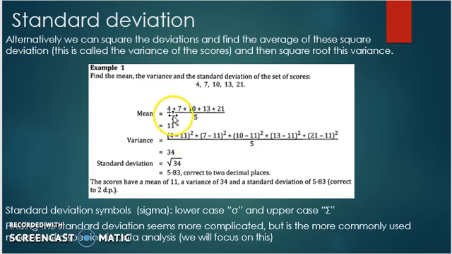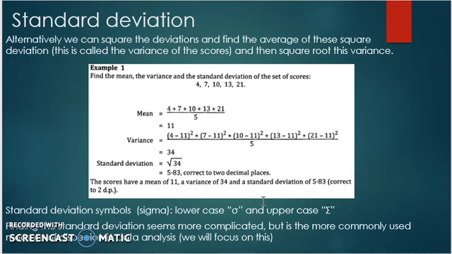Then we go through and find the deviation from the mean. So each score subtracting 11 and then squaring it. So we've got 4 minus 11 squared plus 7 minus 11 squared plus 10 minus 11 squared plus 13, etc., and then over 5. So our variance would be 34. We still need to square root that. So our standard deviation is the square root of 34, which is 5.83, corrected to 2 decimal places. So the scores have a mean of 11, a variance of 34, and a standard deviation of 5.83.